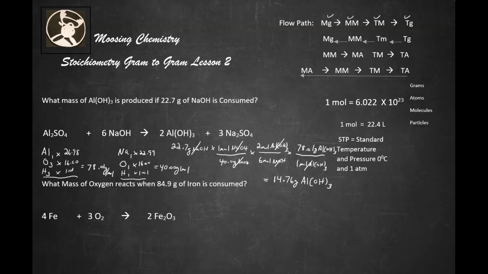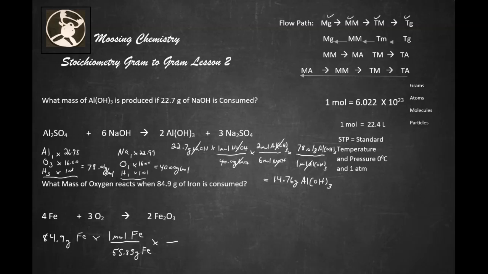Again, our flow is going to be my grams to my moles to their grams. So we start off with 84.9 grams of iron. We want to convert this into moles of iron, divided by iron's molar mass. Iron's molar mass is 55.85 grams per mole. And where do we get that? We get that off the periodic table.